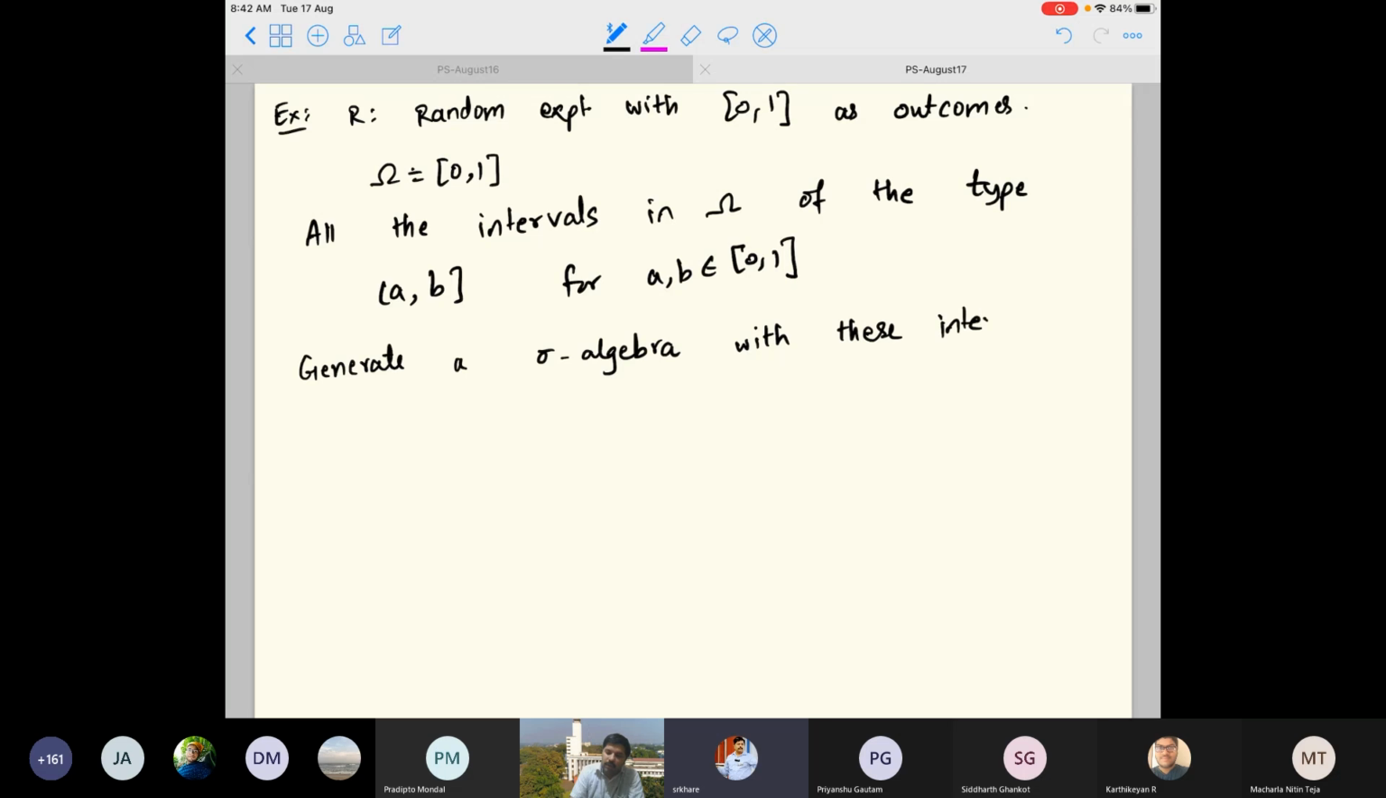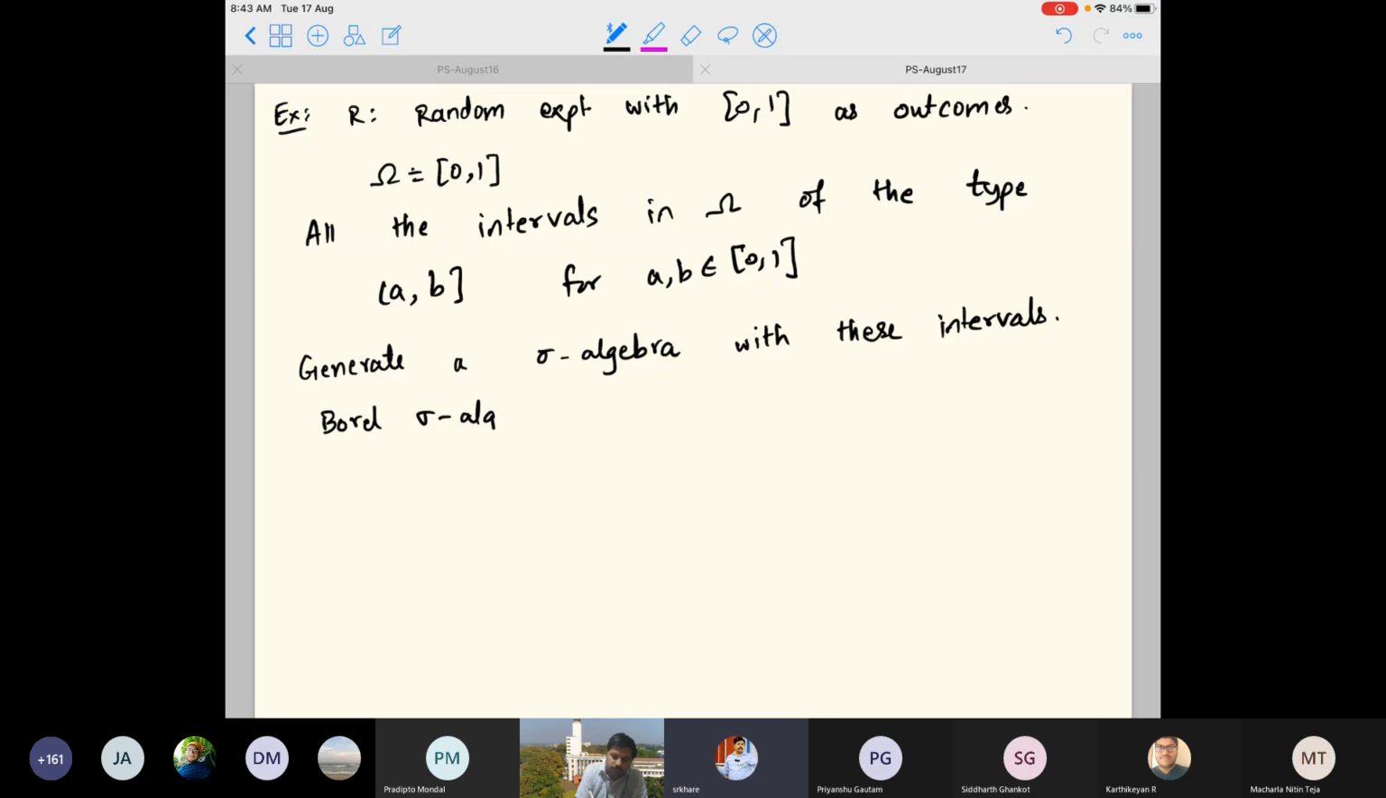Okay, so what do I mean? These sets are there, so their complement should be there. Their countable union and countable intersection should be there. So I will take all possible sets of the type (a, b], take their complements, and take countable unions and countable intersections of these sets, and then I will see what all sets I get. All those sets I will put together in F, and I'll generate something which is called a sigma algebra. So this sigma algebra is called the Borel sigma algebra.